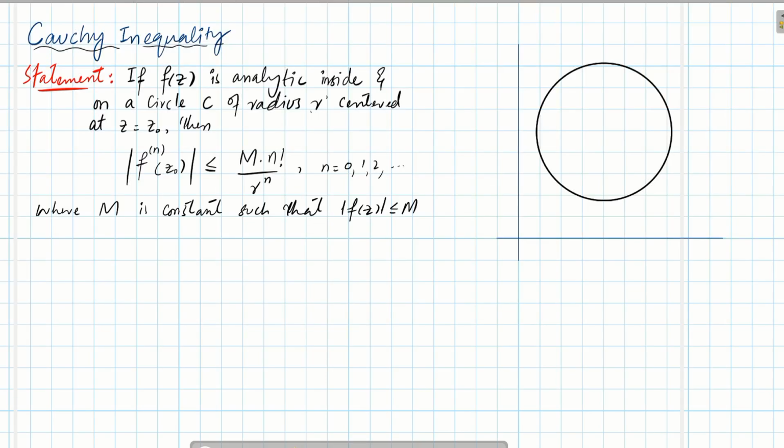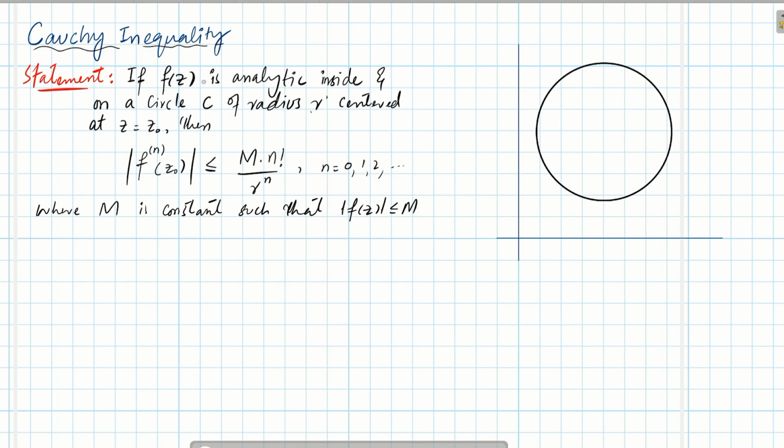Cauchy inequality. The statement of the theorem is: if f(z) is analytic inside and on a circle C of radius r centered at z equals z naught, then the absolute value of the nth derivative of the function at z naught is less than or equal to M times n factorial over r to the power n, where n is 0, 1, 2, and so on, and capital M is a constant such that the absolute value of f(z) is less than or equal to capital M.